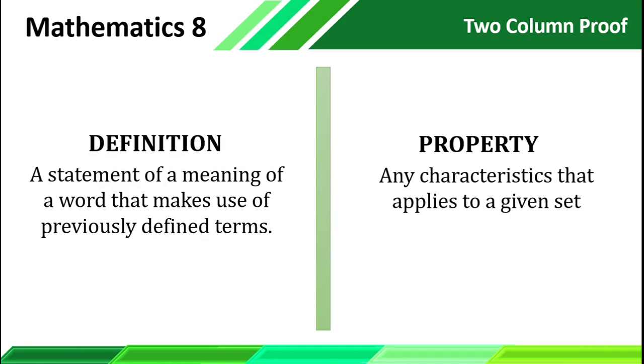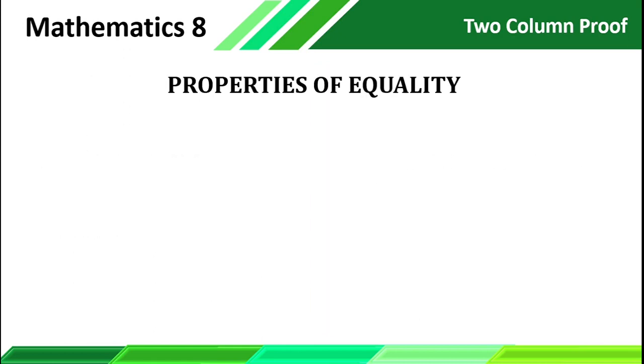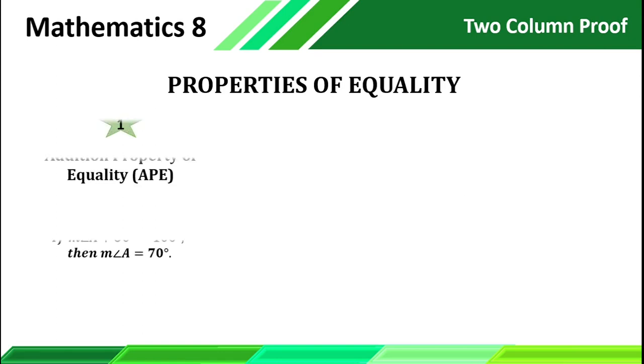Another is through the use of property. When we say property, it is any characteristic that applies to a given set. So we have here 6 properties of equality. Number 1 is the addition property of equality or APE.